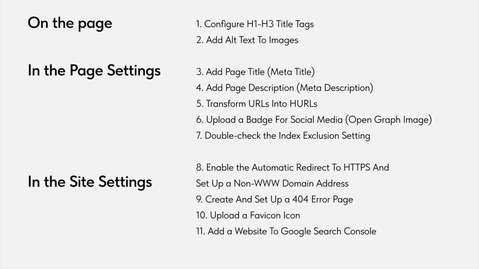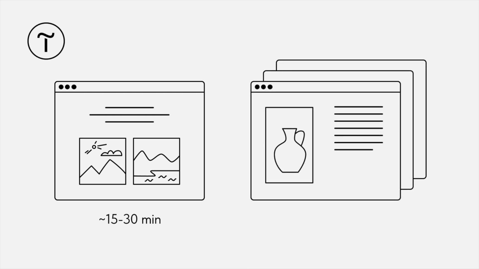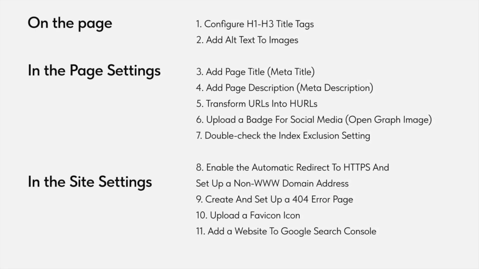Some parameters are configured in the page editor, some in the page settings, and some in the site settings. Typically, it takes from 15 to 30 minutes to configure all the settings for a one-page website, for example. For a multi-page website, you can anticipate spending approximately 10 to 20 minutes on configuring each page. In general, how long it will take to optimize your website mostly depends on the complexity of the content you have there, like the number of images, titles, etc.